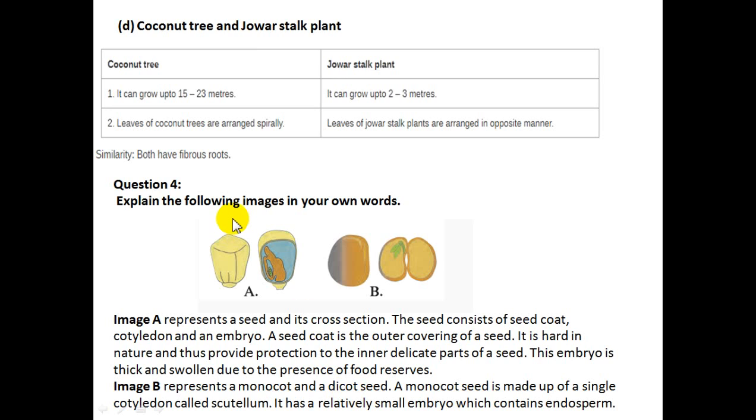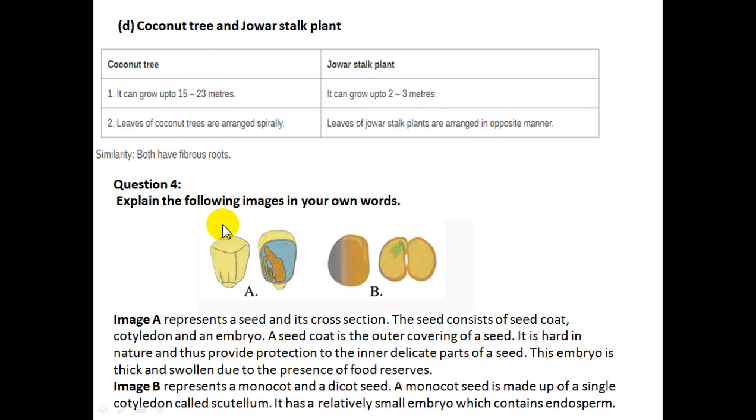Now, coconut tree and jowar. Coconut tree can grow up to 15 to 23 meters. Jowar can grow up to 2 to 3 meters. Okay. Leaves of coconut trees are arranged spirally, whereas leaves of jowar plants are arranged in an alternate manner. And what is the similarity between these two plants? Both have a fibrous root.